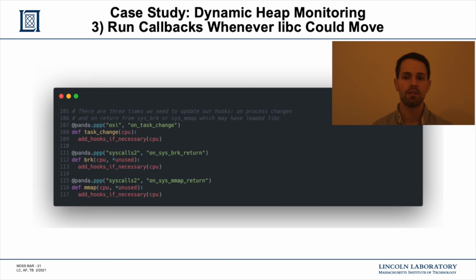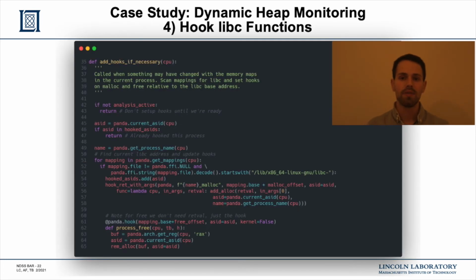The times we're making this check is whenever there's a task change, whenever the system call break returns, and whenever the system call mmap returns. In these three cases, we call the add hooks if necessary function. Now, in this helper function, all we're doing is checking if libc has been loaded into the current process. If it is, we grab its base address and we add the offsets for malloc and free that we previously found in the first step.